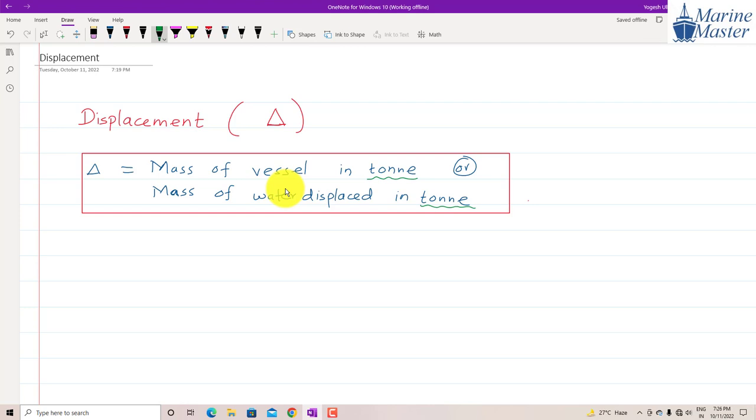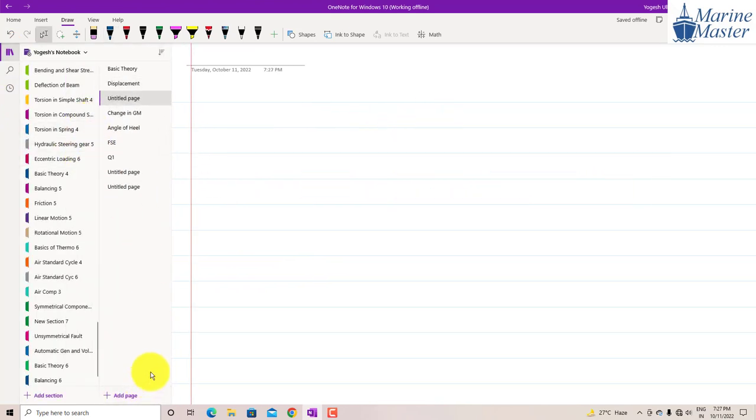So now try to understand all these concepts, guys. Very, very simple concepts, not that difficult. Try to understand my point here. We have seen the meaning of displacement. If you remember our basic discussion of density, what is the basic definition of density?